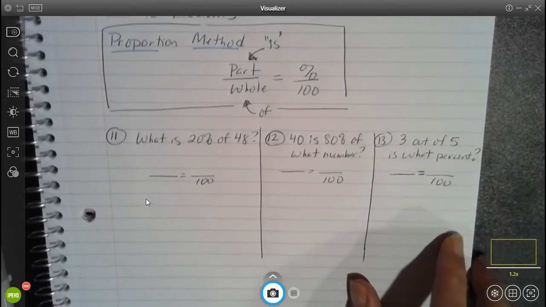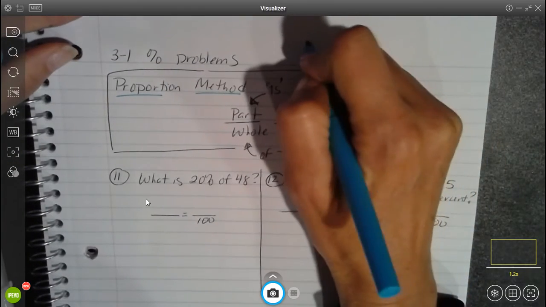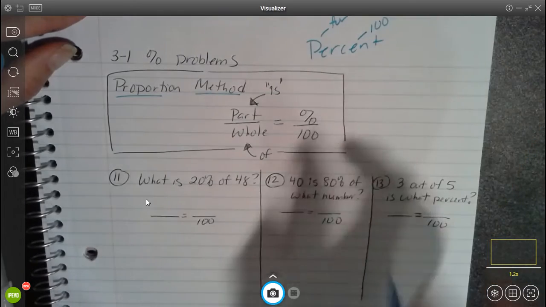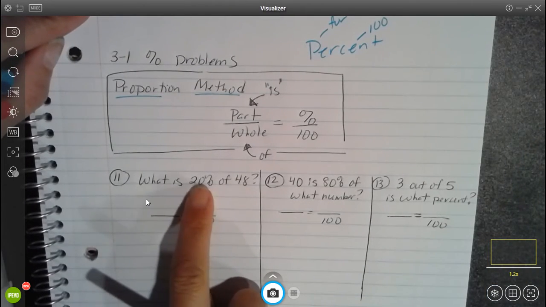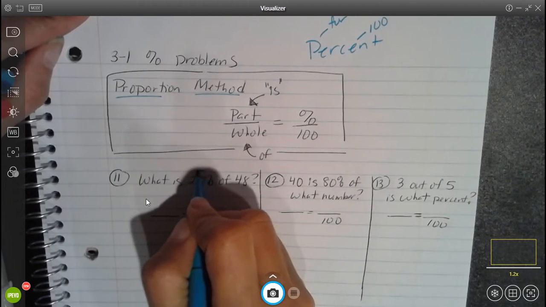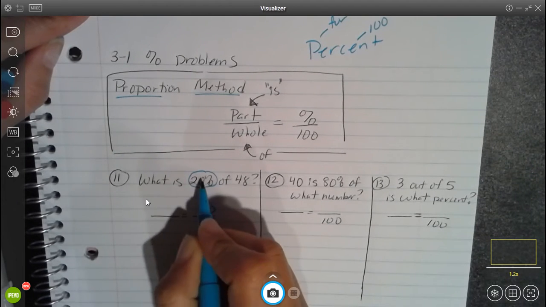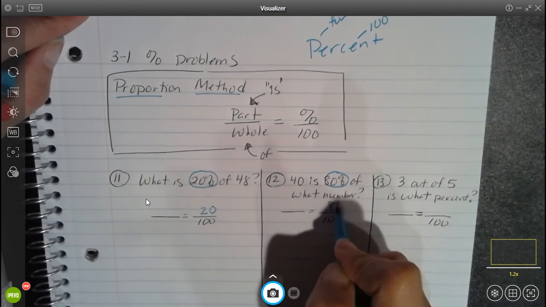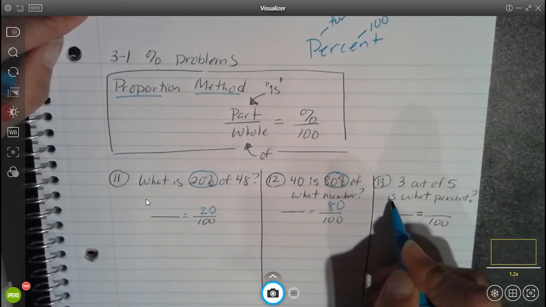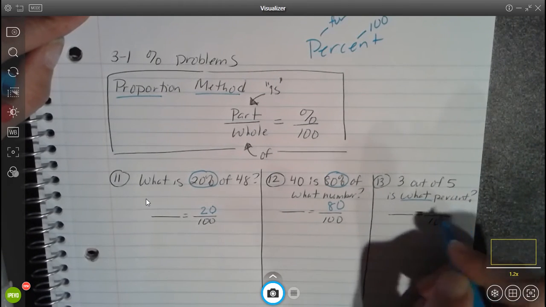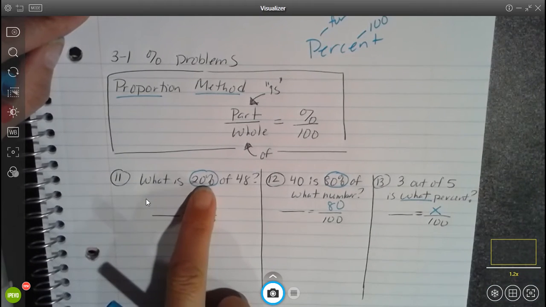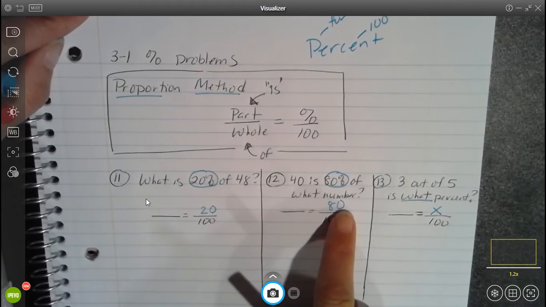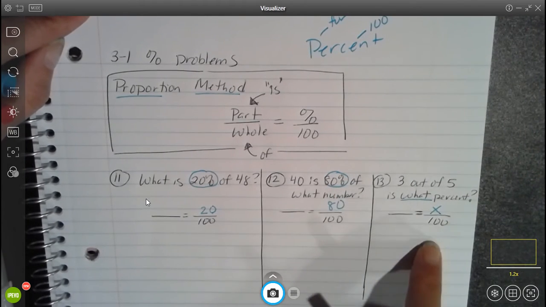Remember that the word percent means per 100, for 100. So 20% means 20 for every 100. So that's the number you're going to fill in first on all of these, whatever the percent is, it goes over the 100. The 80 goes over the 100. 3 out of 5 is what percent? What percent is my unknown? So this would be an x. So here the 20 goes over 100. Percents are for 100. 80 for 100 and an unknown for 100.